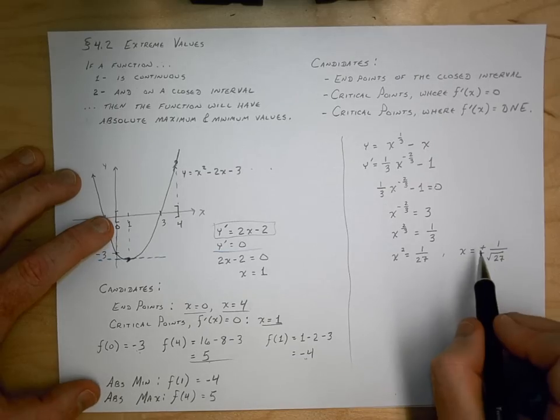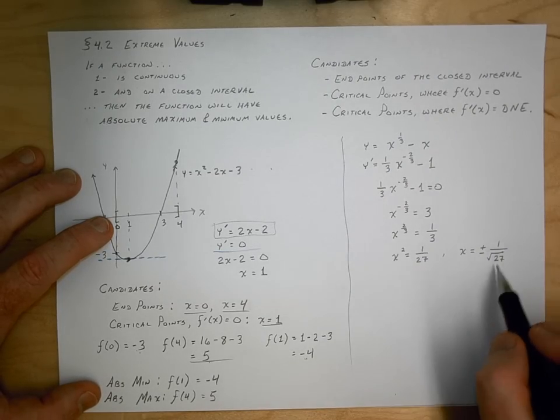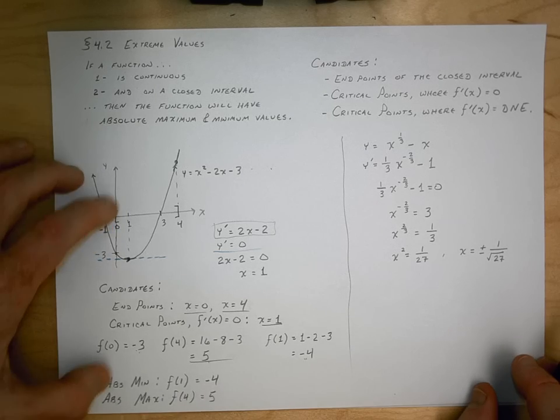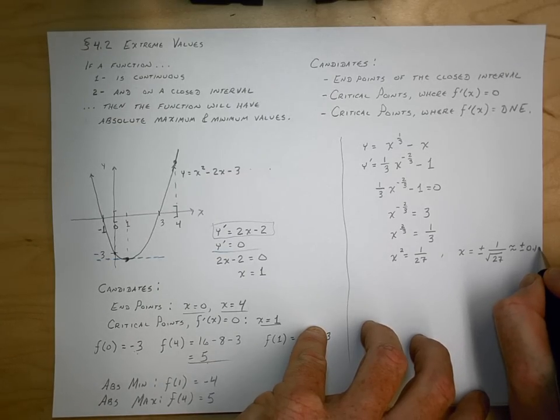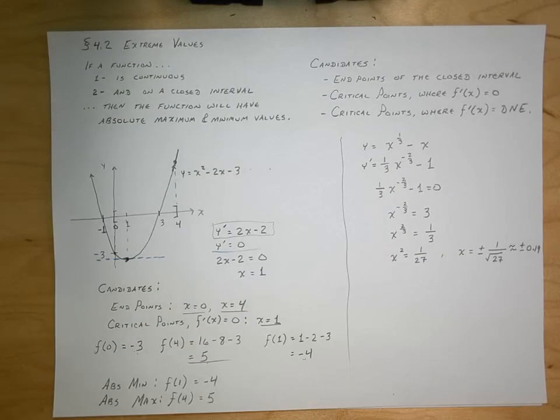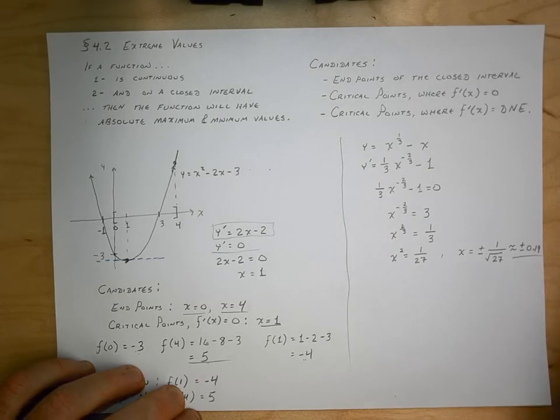And then I'm going to take the square root of both sides of the equation. Now, let's not forget this plus minus sign. That's pretty important. When I take the square root of something, my answer is potentially either positive or negative. And this is roughly 0.19. Okay, so that covers the case where the first derivative is equal to 0. Now let's deal with the first derivative does not exist.